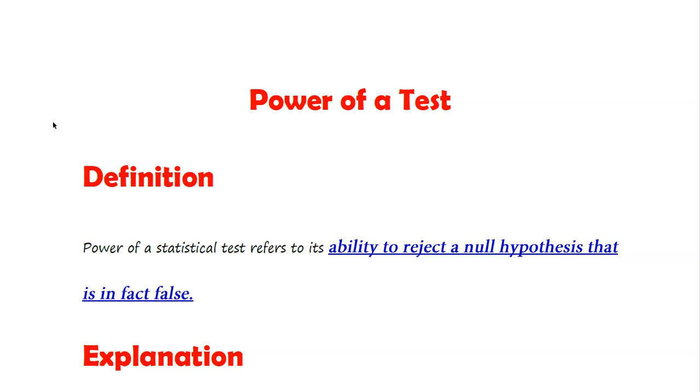In today's lecture, we describe power of test in hypothesis testing. Further, I explain its definition, explanation, and factors affecting power of test, which are alpha level, directionality of the alternative hypothesis, sample size, and variability of data.